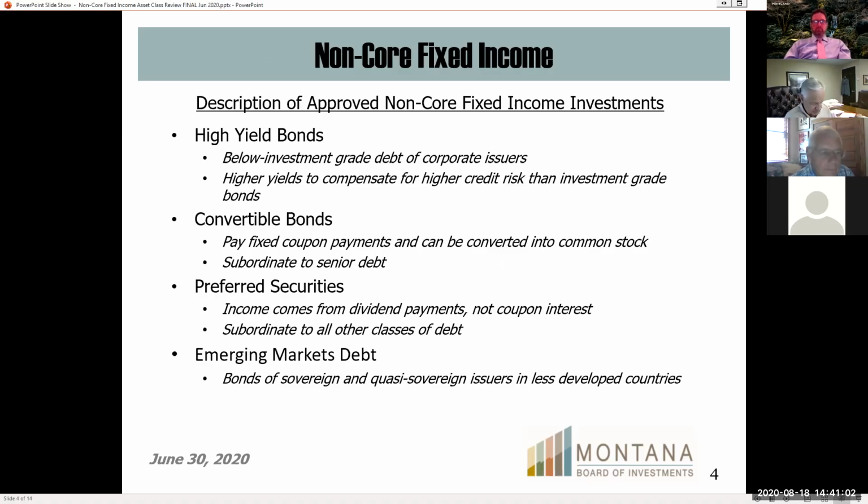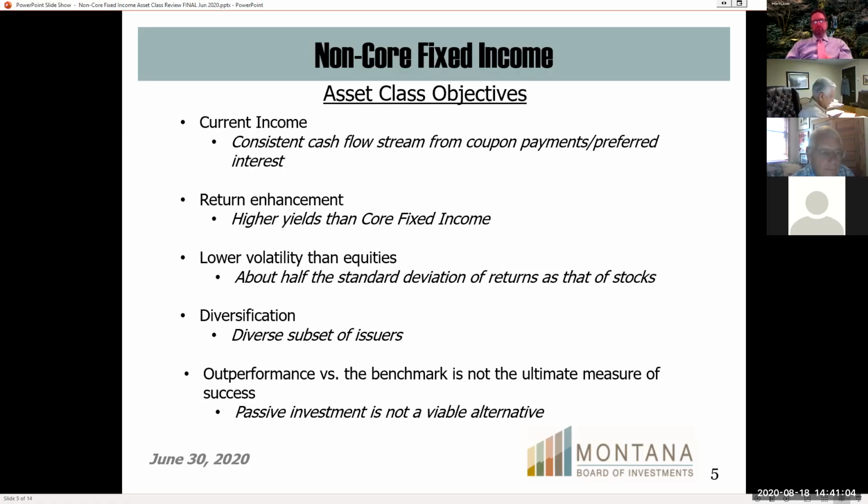Let's see, moving on to slide 5. So why do we like non-core fixed income, or what attracts us here? So the first 2 bullet points are kind of tied at the hip a little bit, current income or higher yields.